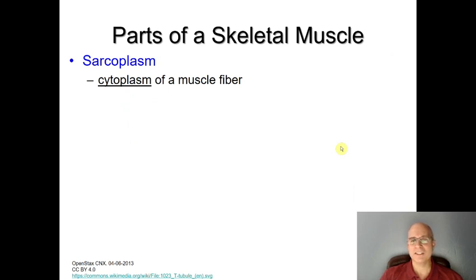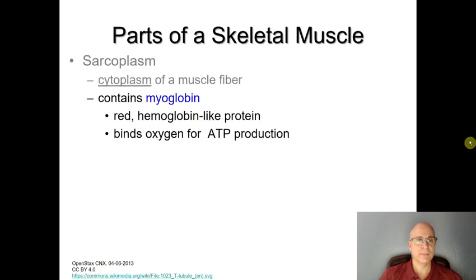Next part of a skeletal muscle fiber is something we call the sarcoplasm. And you should notice that sarcoplasm looks an awful lot like cytoplasm. Sarcoplasm is in fact the cytoplasm of a muscle fiber. And it contains a very important protein called myoglobin. There's that myo prefix again, meaning muscle. And like hemoglobin, myoglobin is a very similar protein whose job is to carry oxygen.